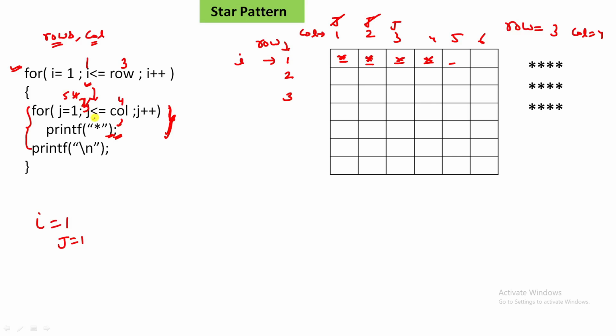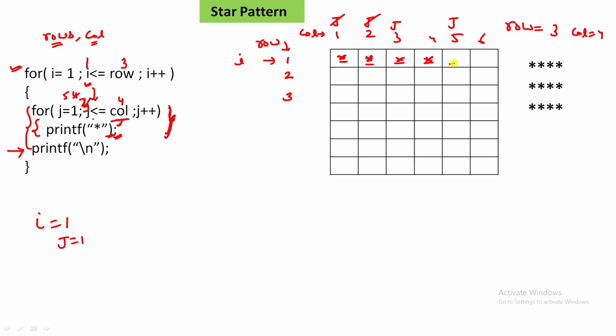Now j is 5. That means column number 5 is greater than the asked column limit 4. So you do not have to print anything here. My current j is greater than the column limit, so I will not execute this. I will come out of the body of this for loop.